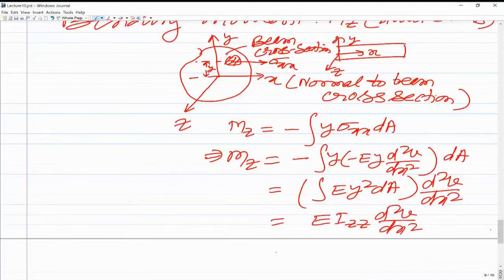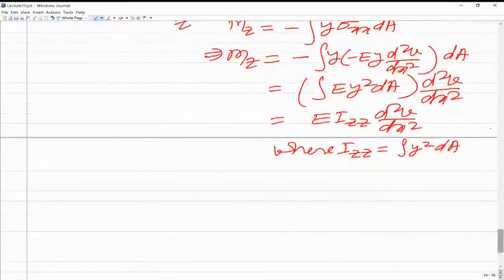Where Izz is the integral of y square dA. You call it the second moment of area. You would have done bending stresses in beams, and there you will have used this second moment of area, or area moment of inertia, integral y square dA. So this is the expression for bending moment: Mz equal to E into Izz into d2v by dx square.